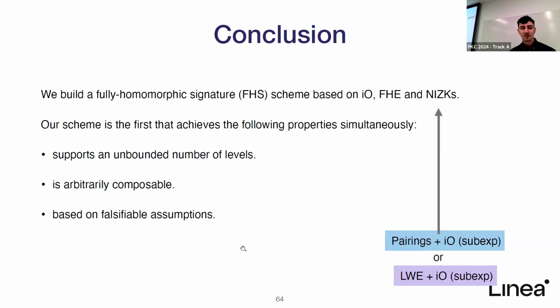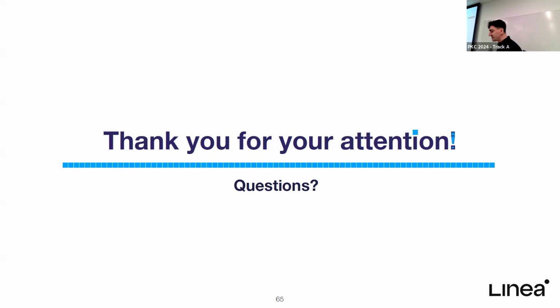And if you want to abstract out a minimal set of assumptions for this, basically you could use sub-exponential IO and sub-exponential pairing assumptions, or sub-exponential IO and sub-exponential LWE. And this is it. Thank you for your attention. And I'll be happy to answer your questions.